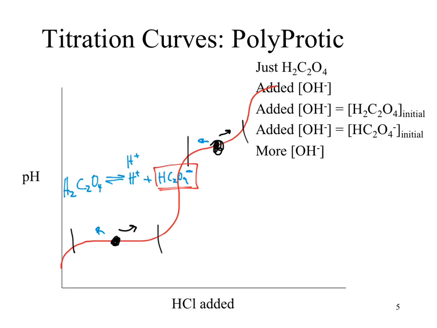Okay? Kind of makes sense? So your buffers are only valid when you have both partners. As soon as you lose one or the other, you're going to see a sharp either rise or drop, depending on your perspective, in the pH. That sharp change is no longer a buffer. Remember, the buffer minimizes that change. Okay?